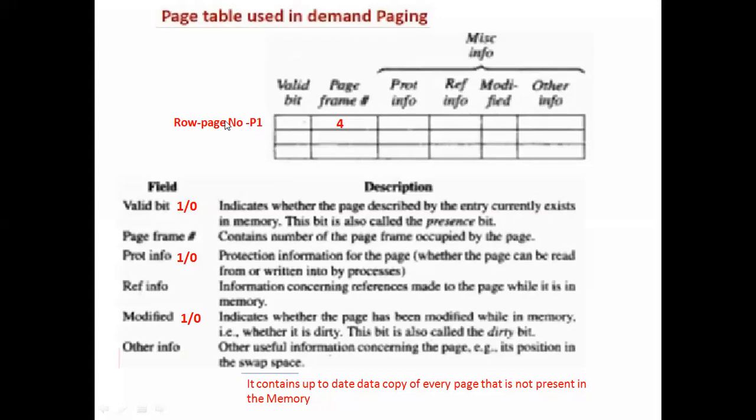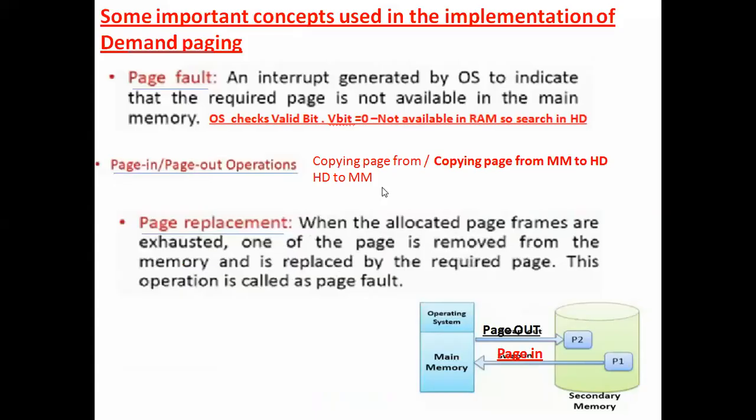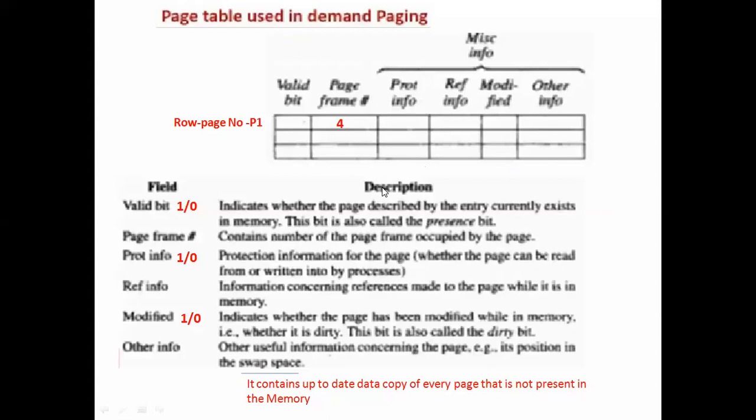For example, here I mentioned page 1. Suppose I'm referring to page 1. Whether this page 1 is present in the main memory or not is indicated by which bit? Valid bit, exactly. So we can have the indication regarding the presence of a particular page, for example P1, P2 or P7. Whether the page is present in the main memory or not is indicated by the valid bit.